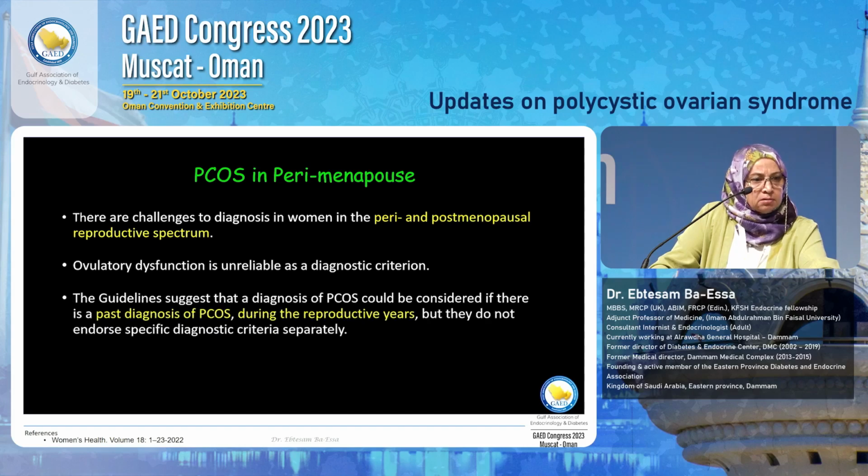In menopause, again, it is difficult to make a diagnosis as ovulatory dysfunction is unreliable, and most of the guidelines suggest that the diagnosis at this age could be considered based on the previous history and previous diagnosis of polycystic ovary syndrome during the reproductive years.